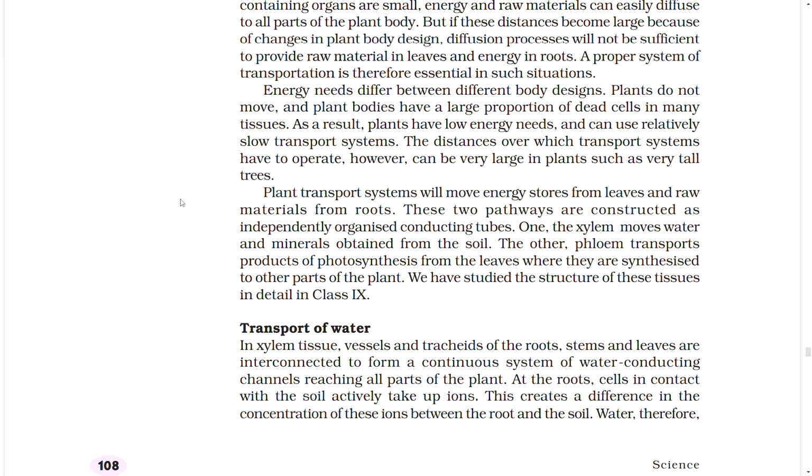Plant transport system will move energy stores from leaves and raw materials from roots. These two pathways are constructed as independently organized conducting tubes. One, the xylem, moves water and minerals obtained from the soil. The other, phloem, transports products of photosynthesis from the leaves where they are synthesized to other parts of the plant. We have studied the structure of these tissues in detail in class 9.